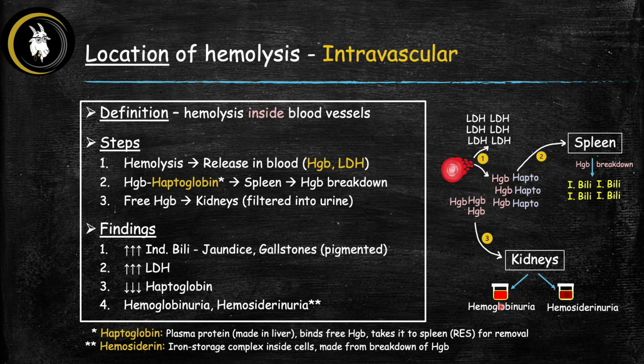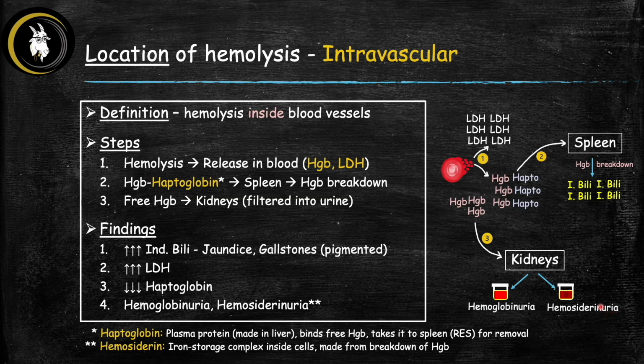Number one is hemoglobinuria. So this means hemoglobin inside the urine, and this is going to give the urine a classic pink-red color, characteristic of intravascular hemolysis. And then number two is hemosiderinuria. So this means hemosiderin in the urine, and hemosiderin usually has a darker, more brown color compared to hemoglobin.